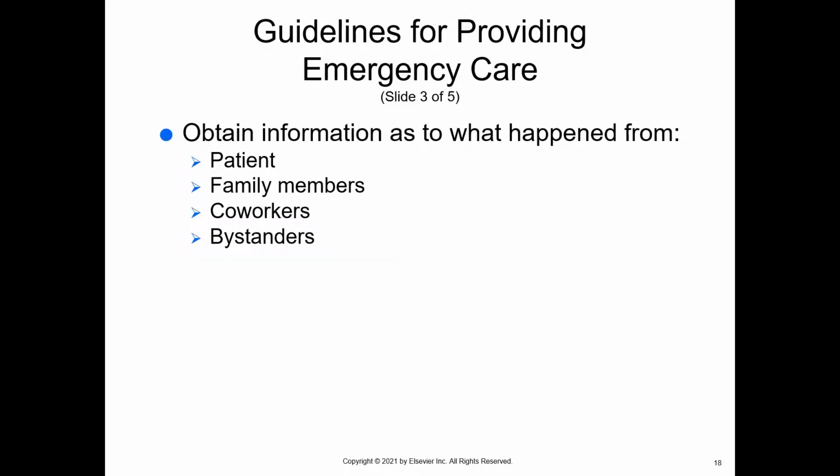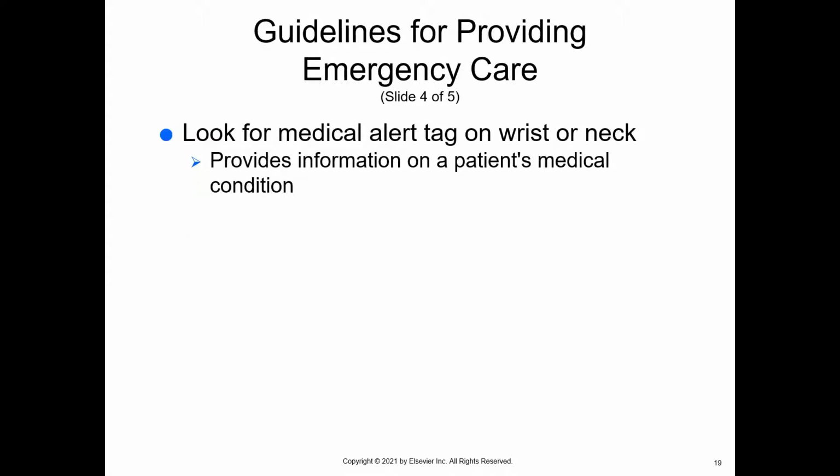You should try to obtain information as to what has happened from people like the patient. This is called establishing a history. Family members, co-workers, bystanders, anybody that was a witness to whatever events went on, you want to build a timeline of events. What had happened? We think of these as the events leading up to the incident.